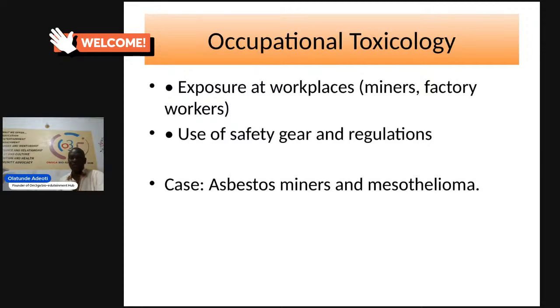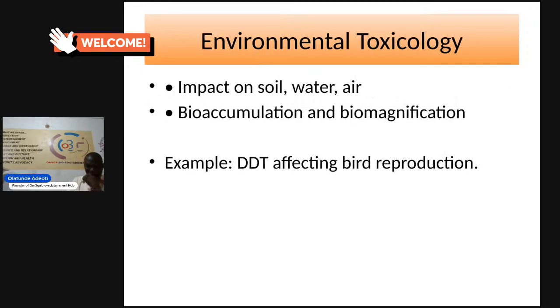Then occupational toxicology. There are some people, especially factory workers as well as miners, who are continually being exposed to some poison at their place of work, and that's why they normally pay them heavily for occupational hazard. What they normally advise is use of safety gear and regulation. So the case is asbestos miners and those with mesothelioma. Okay. Environmental toxicology. You want to start measuring the impact of toxins on soil, water, air.